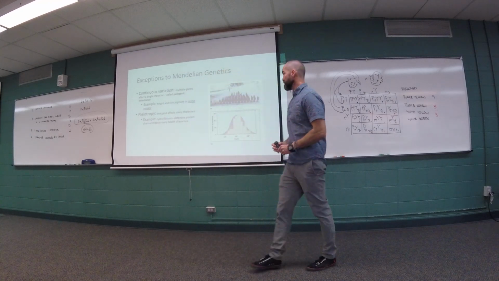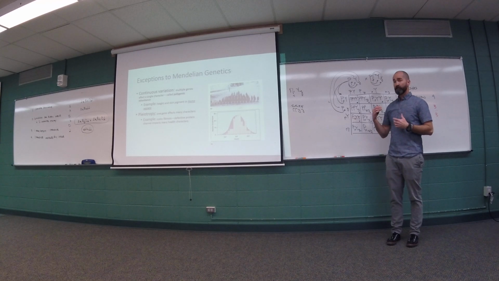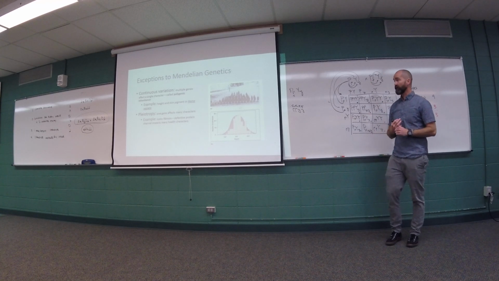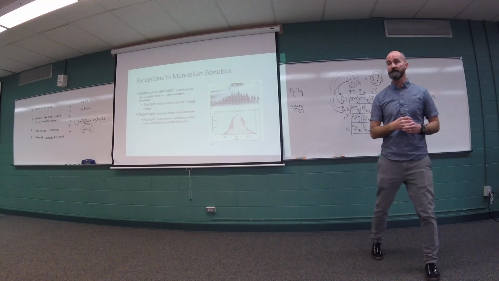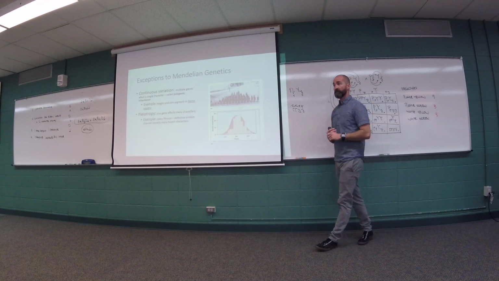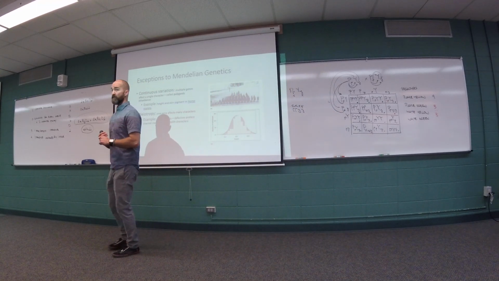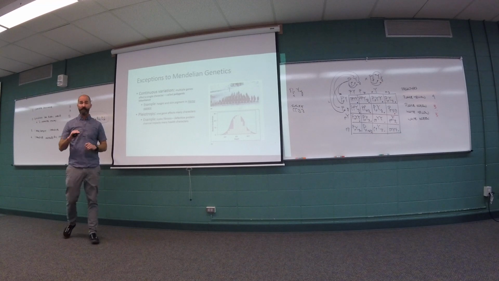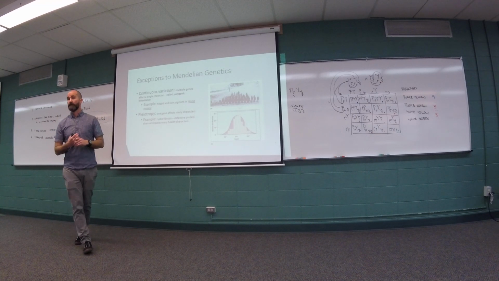Exception number 2. There's a phenomenon called pleiotropy, and that's where one gene can affect multiple phenotypes. Cystic fibrosis is a really good example of this. There is a single gene that determines whether or not an individual will have cystic fibrosis. Homozygous dominant and heterozygous individuals don't have it. Homozygous recessive individuals do have it. It's a recessive disorder.